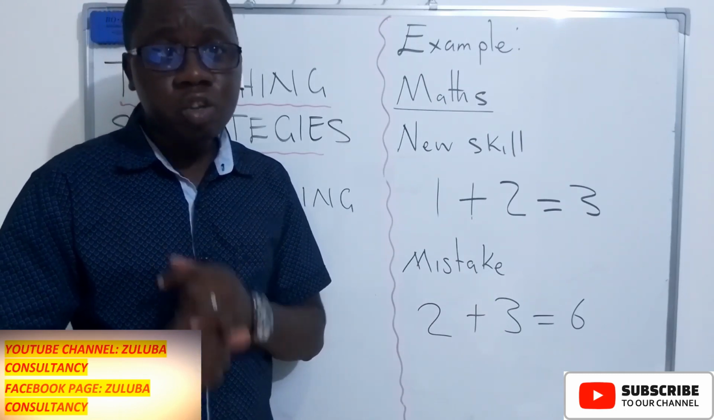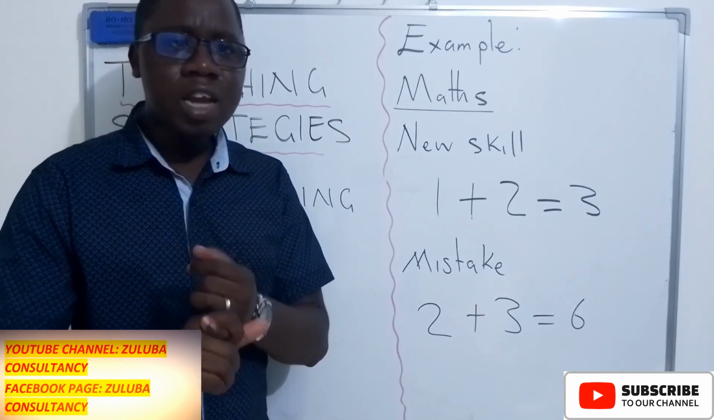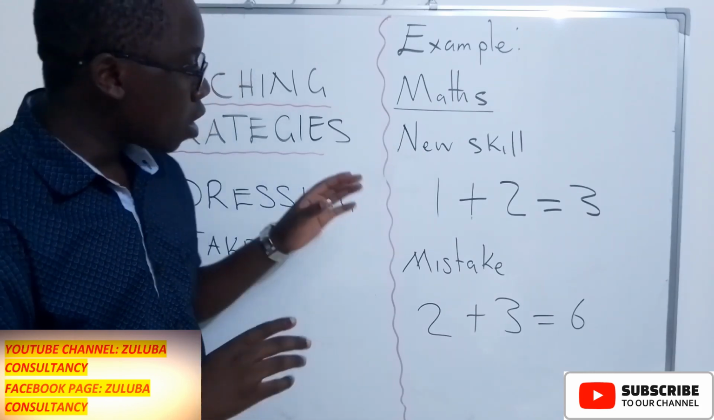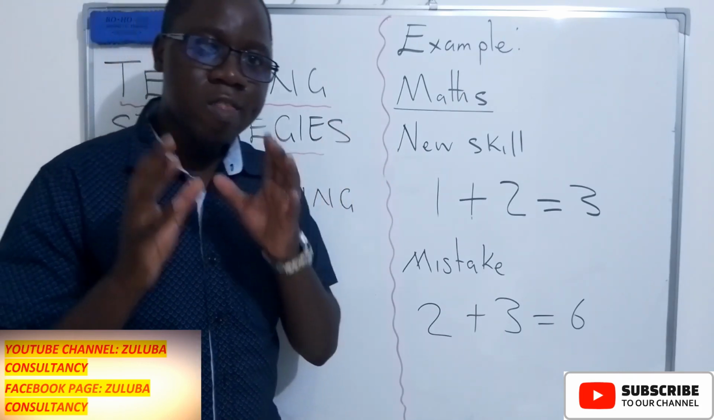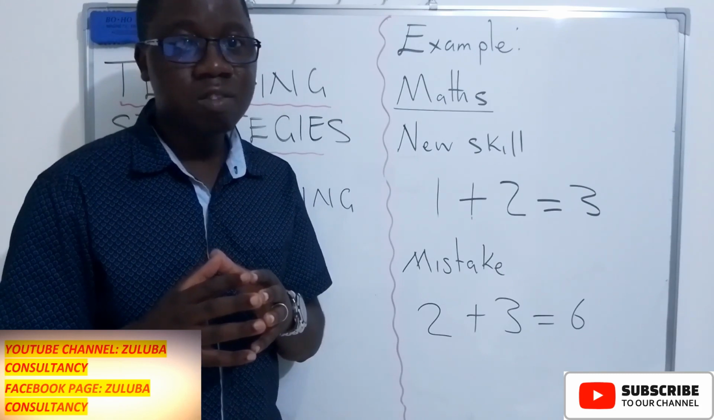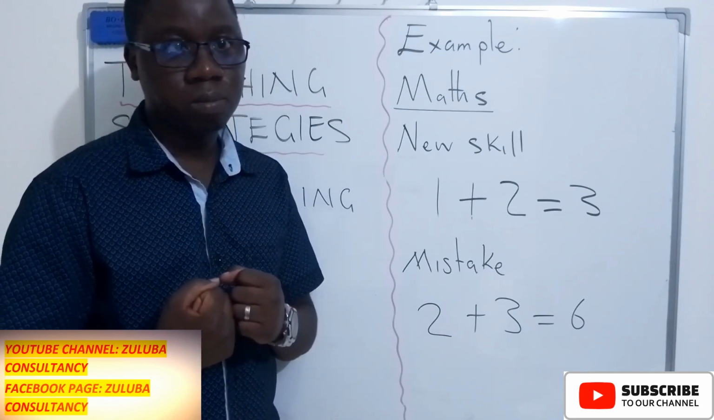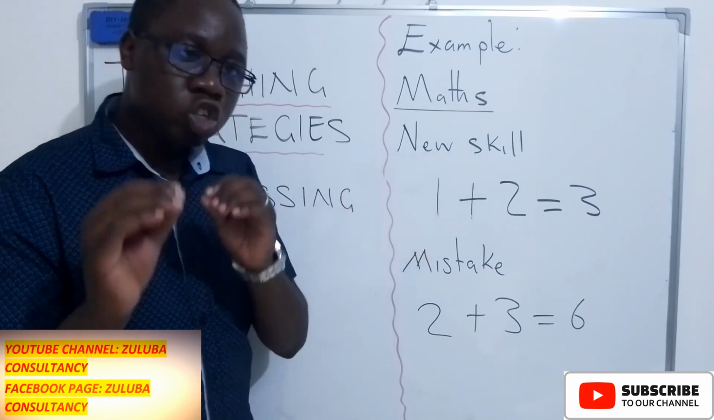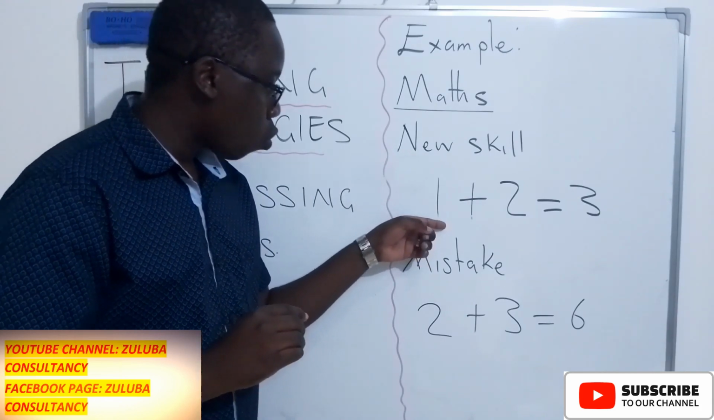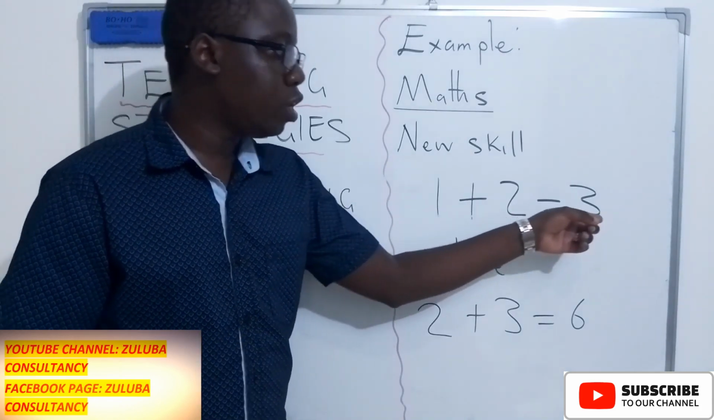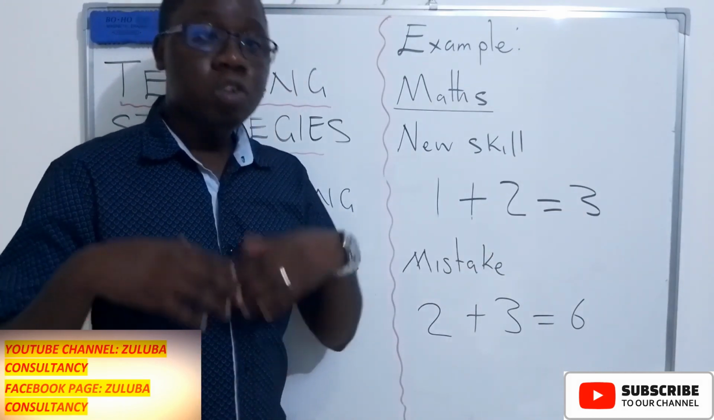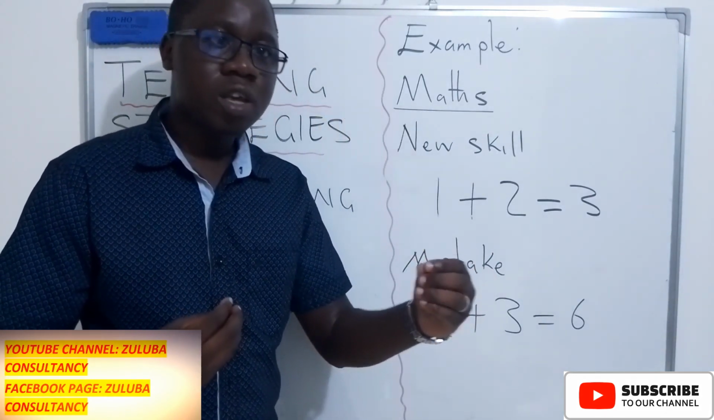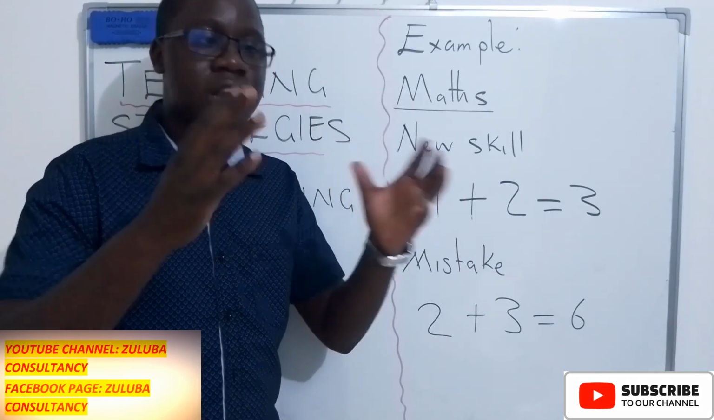The first thing that you need to do is to teach the new skill correctly. So in the example that we have, the skill that the teacher wants to impart in learners is addition. So the new skill is addition, in that you are showing the learners that when you add 1 and 2, you should get 3. So the first step is done. That is identifying the new skill and presenting it in a correct way.